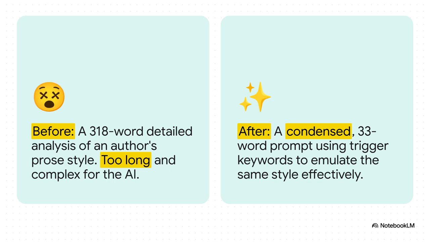A user on Reddit wanted the AI to write like the author Philip Pullman. Their first try was a 318-word analysis. The refined, much better instruction, just 33 words. They called it syntactical condensation, basically boiling it all down to the most powerful keywords that trigger the exact style you want. It's all about being efficient with your words.